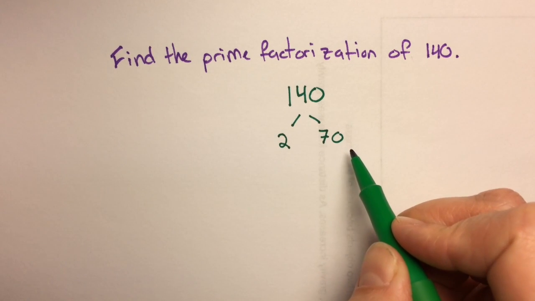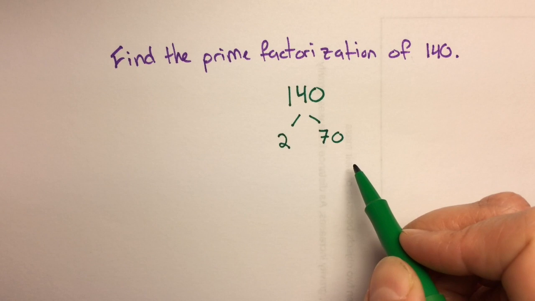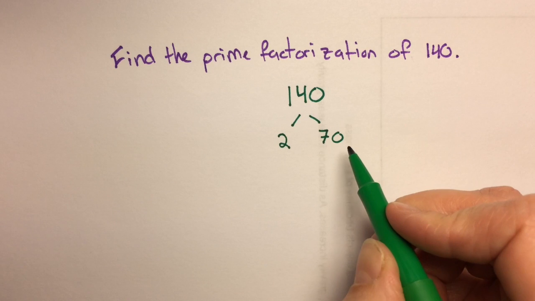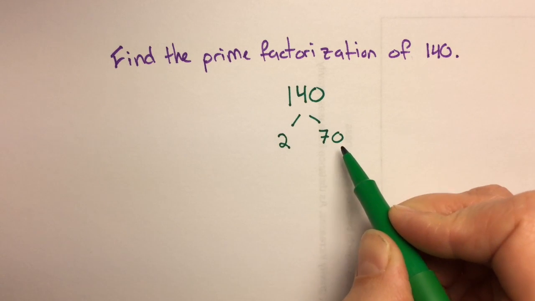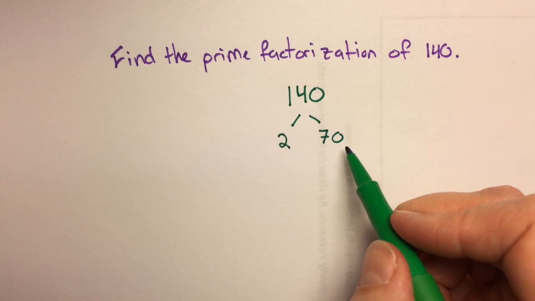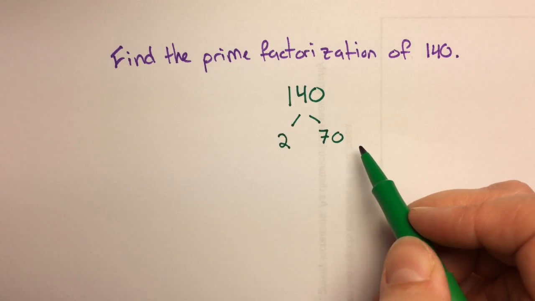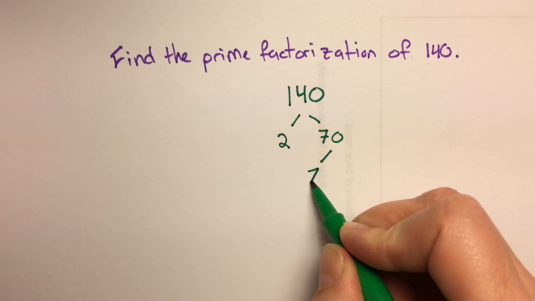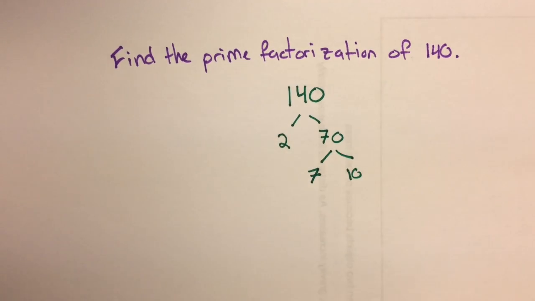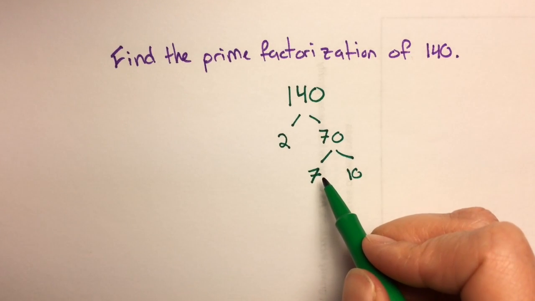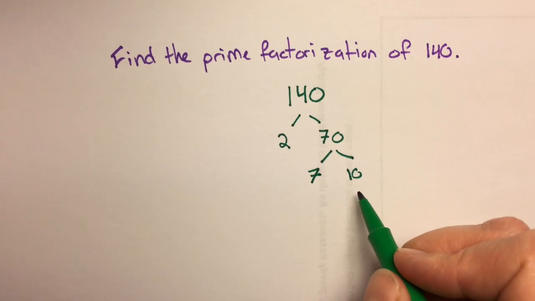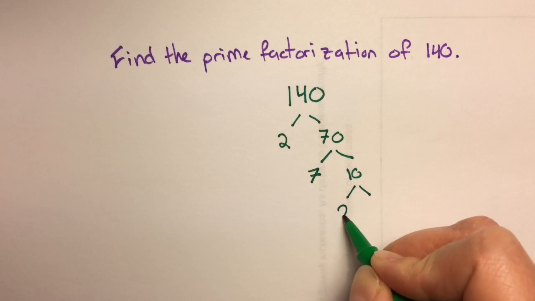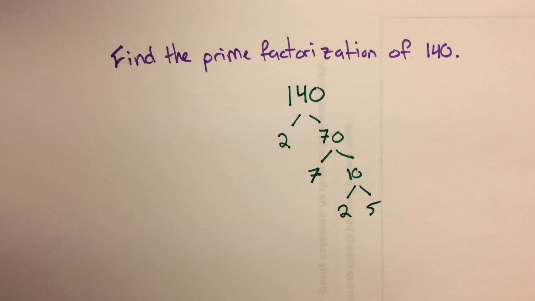Now I need to factor the 70 since it's not prime. I could use 2 again, since 70 is an even number. I could pull out a 2. 70 also ends with a 0, so I could pull out a 5, since I know that all numbers that end in 0 or 5 are divisible by 5. But I kind of like making this 7 times 10. 7 times 10 is 70. And then that 7 is prime, so I don't have to worry about that one anymore. 10 is the same as 2 times 5, and both of those are prime. So looks like I'm all set.